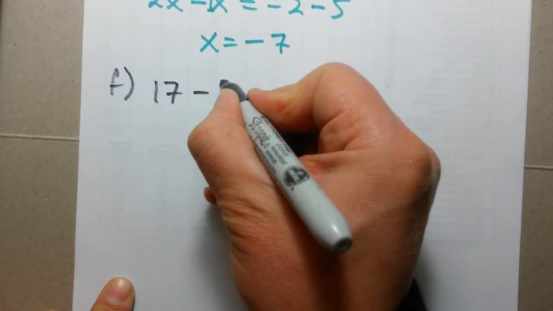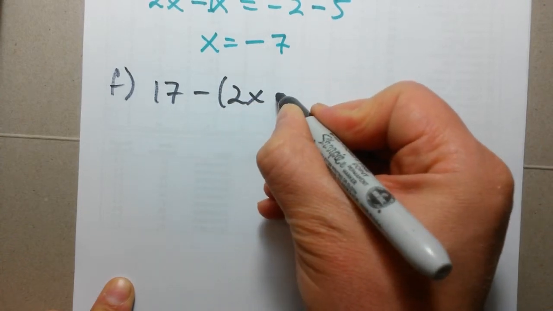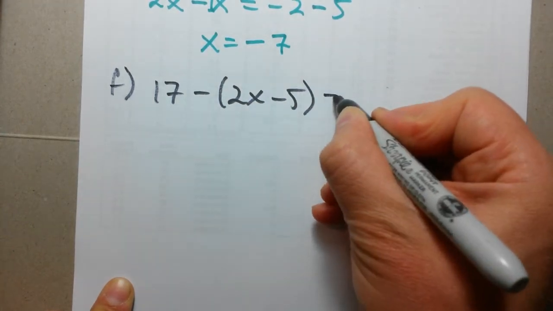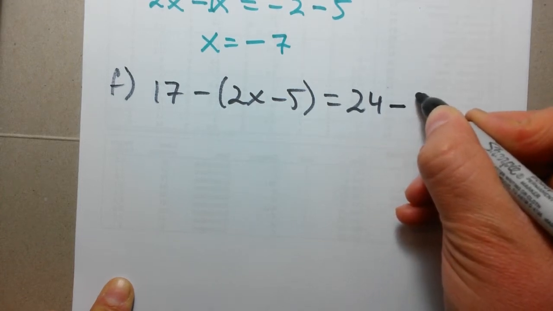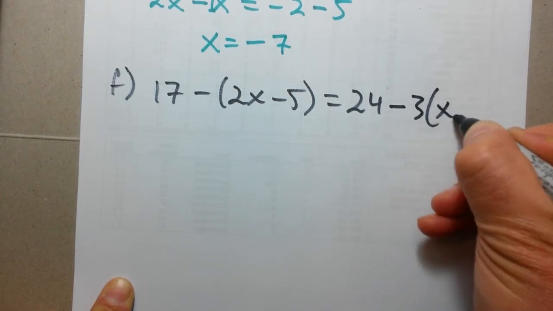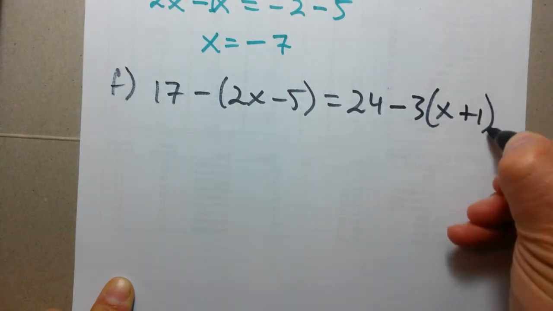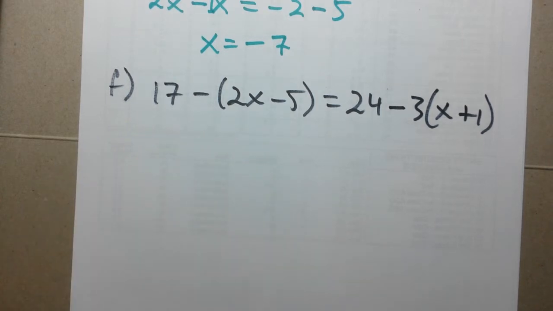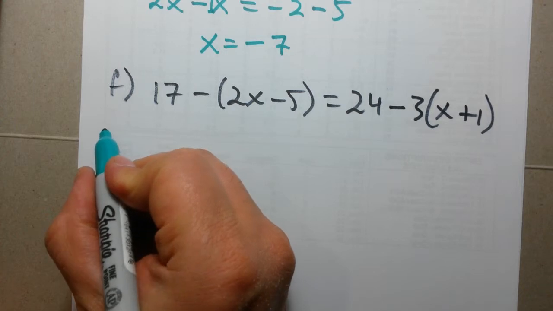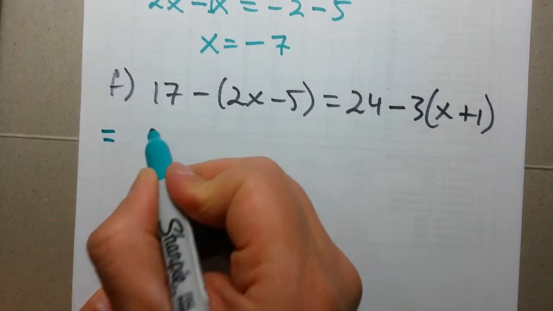One more example for you guys, and once again, you can pause the video and try it yourselves. 2x minus 5 equals 24 minus (3x plus 1). Alright, this one is a little more challenging. Let's try it once again. You can pause the video, try it yourselves, compare the answer.